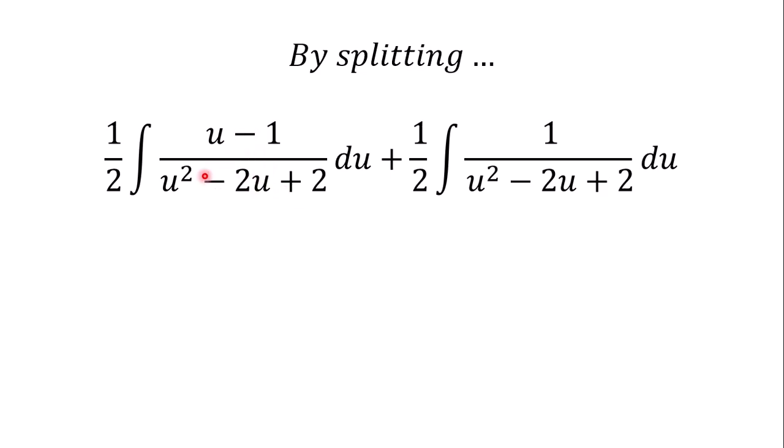We are going to solve this one separately and also solve this one separately. After that, we add the two answers together, and that will be the answer to u over u squared minus 2u plus 2.